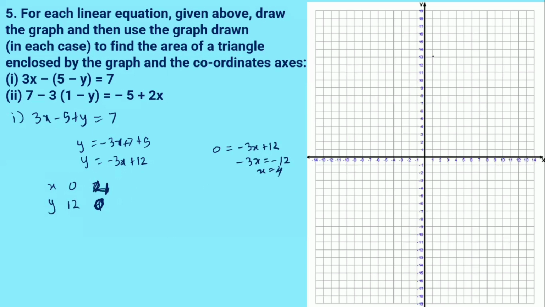So let us plot these points. 0, 12 is the point where the line meets the y-axis. Then the next point is 4, comma 0. So 4, comma 0 is this point. Let's draw this line, joining these 2 points exactly with the help of a ruler.